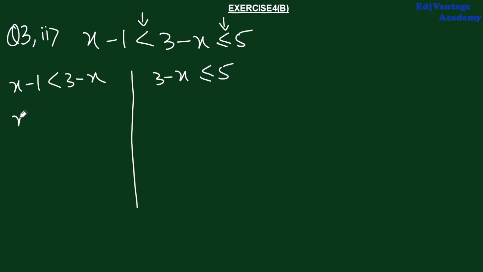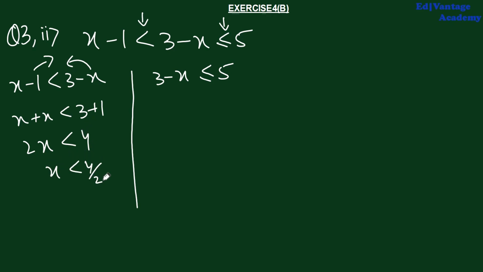Here we get x; we'll send x to the other side, it will become plus x, keeping the like terms together. 1 will go to that side, the symbol stays just like it. 3 is already there, minus 1 comes and becomes plus 1. 1x plus 1x is 2x lesser than 4. x is lesser than 4 by 2, that is, x is lesser than 2. You got x is lesser than 2.